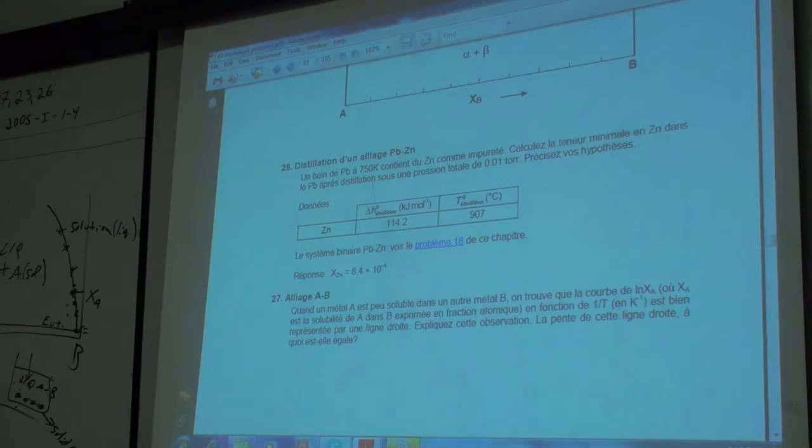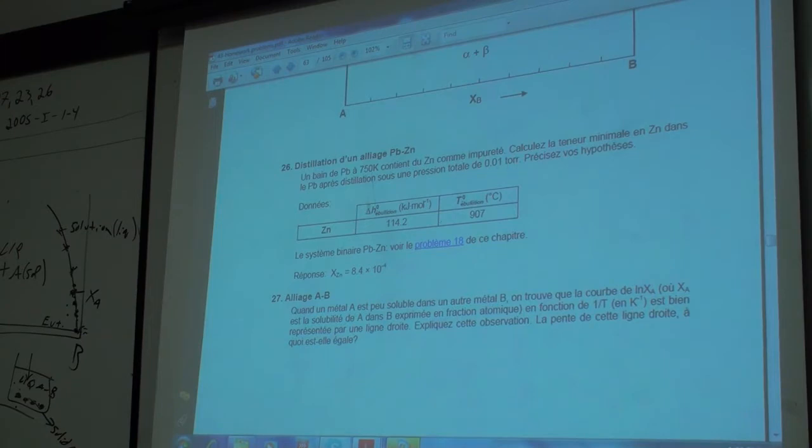A bath of lead at 750 Kelvin contains zinc as impurity. Calculate the minimum amount of zinc in the lead after distillation at a pressure of 0.01 torr. So you're trying to get the zinc out of the lead by distillation. The solution's rich in lead at 750. You pump it down to 0.01 torr.